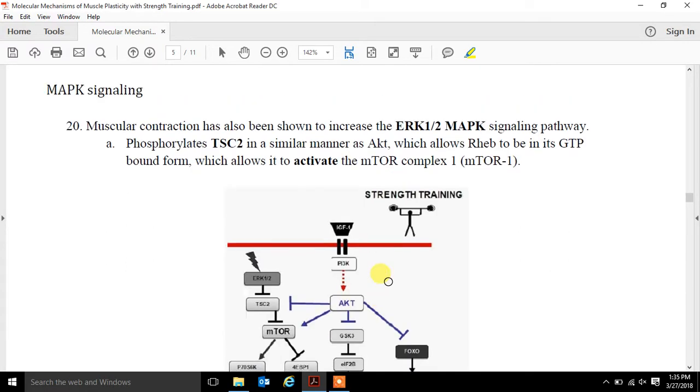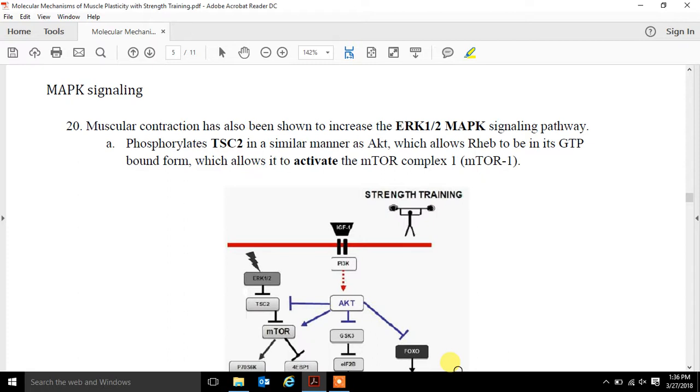What you do need to know is the MAP kinase signaling, because it's also pretty important in driving these adaptations to muscular contraction. So remember I mentioned that MAP kinase has subtypes, a MAP kinase kinase kinase sequence of events. And the most popular is this ERK1/2 MAP kinase signaling. It increases in response to muscular contraction.